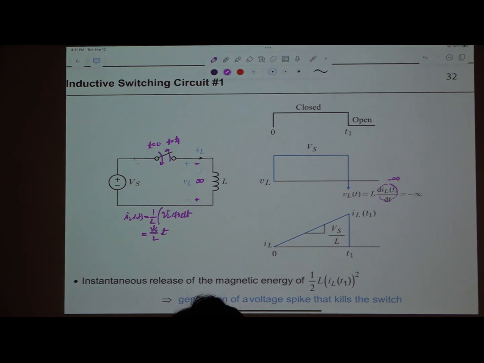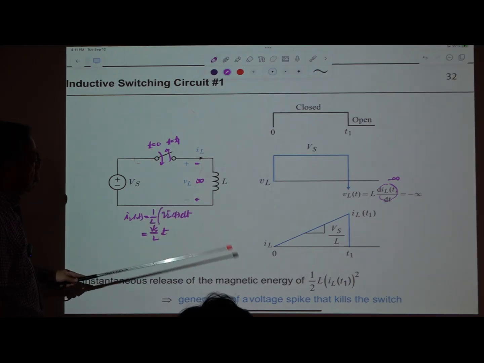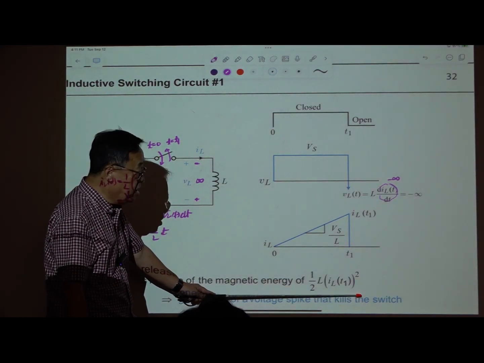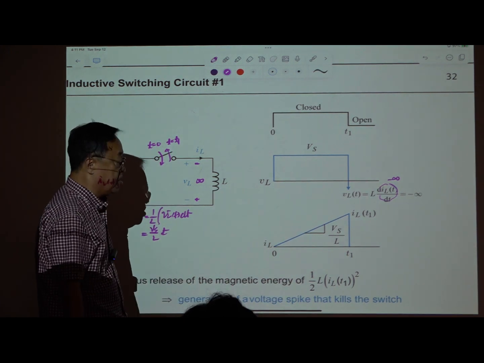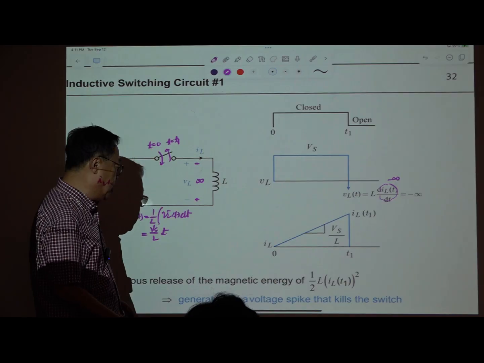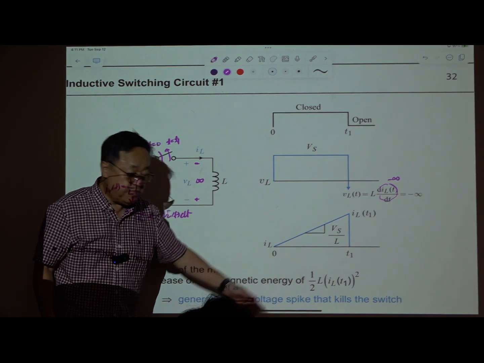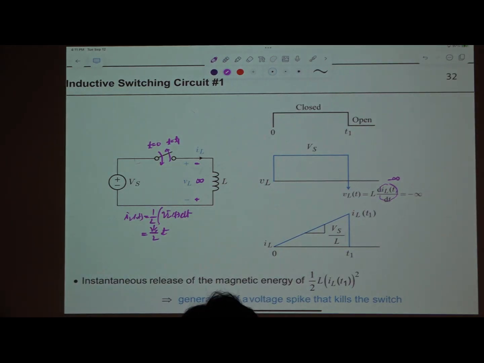Another interpretation of this is the energy stored in the inductor. This energy stored in the inductor is dissipated abruptly. That means this voltage spike is destroying the switch, right? So this is not workable.